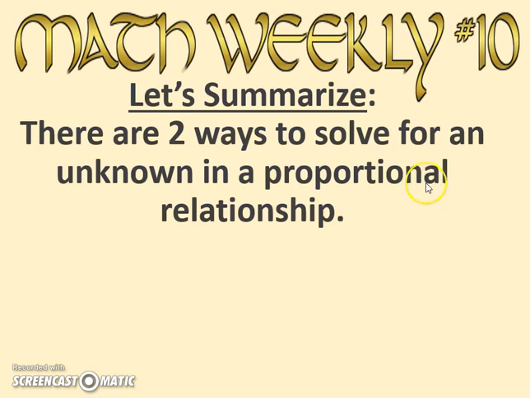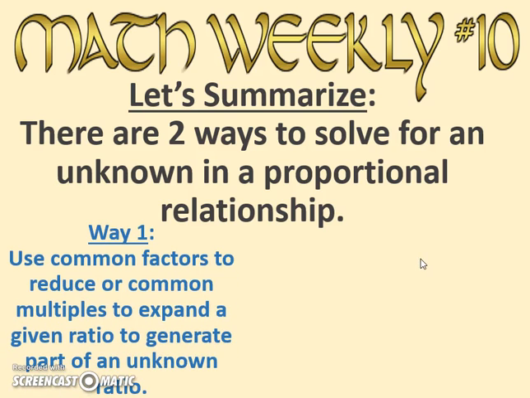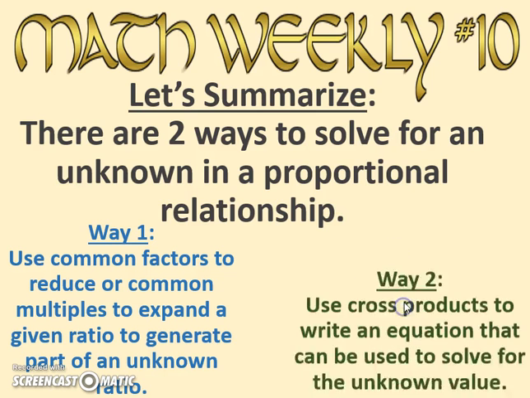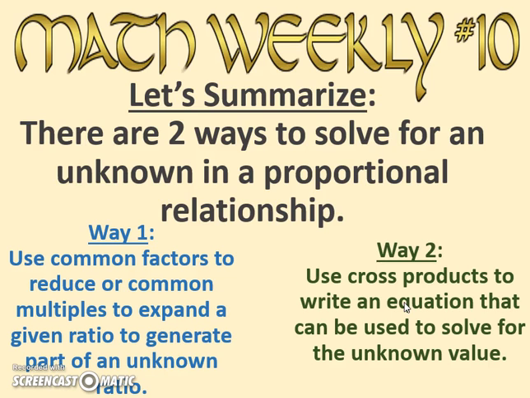So let's summarize what we've learned. There are two ways to solve for an unknown in a proportional relationship. Way 1 is to use common factors to reduce or common multiples to expand a given ratio to generate part of an unknown ratio. And way 2 is to use cross products to write an equation that can be used to solve for the unknown value.